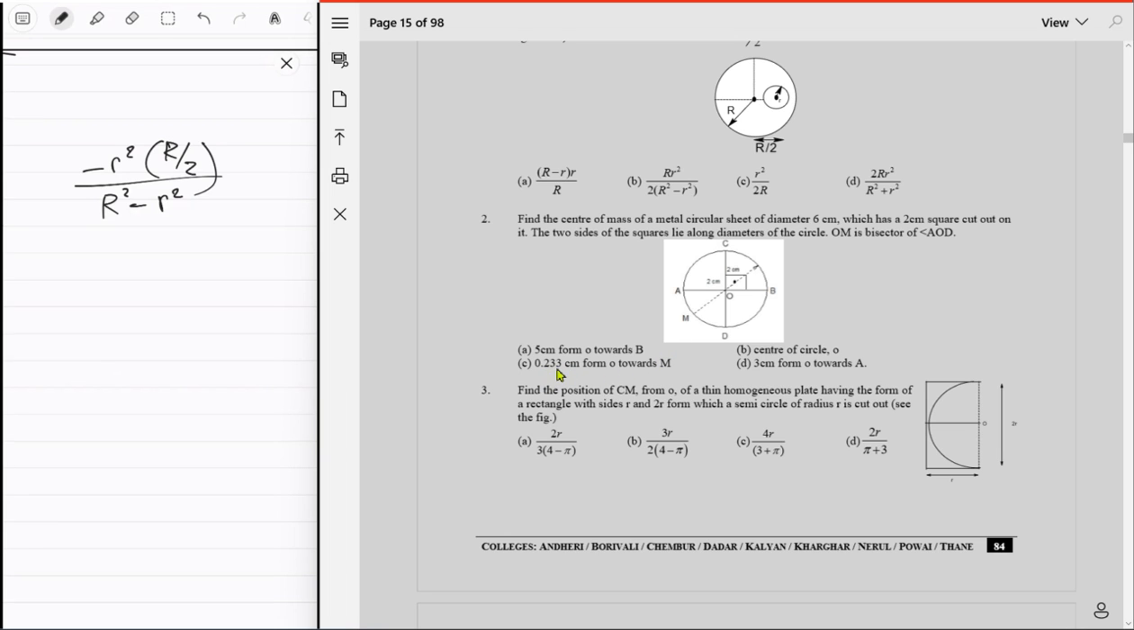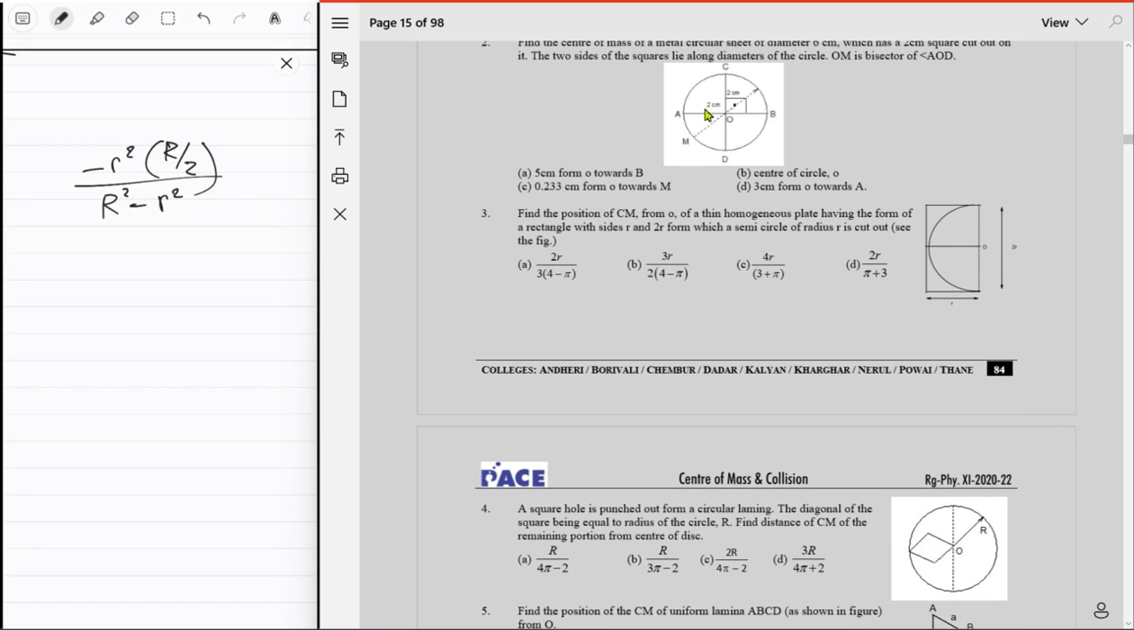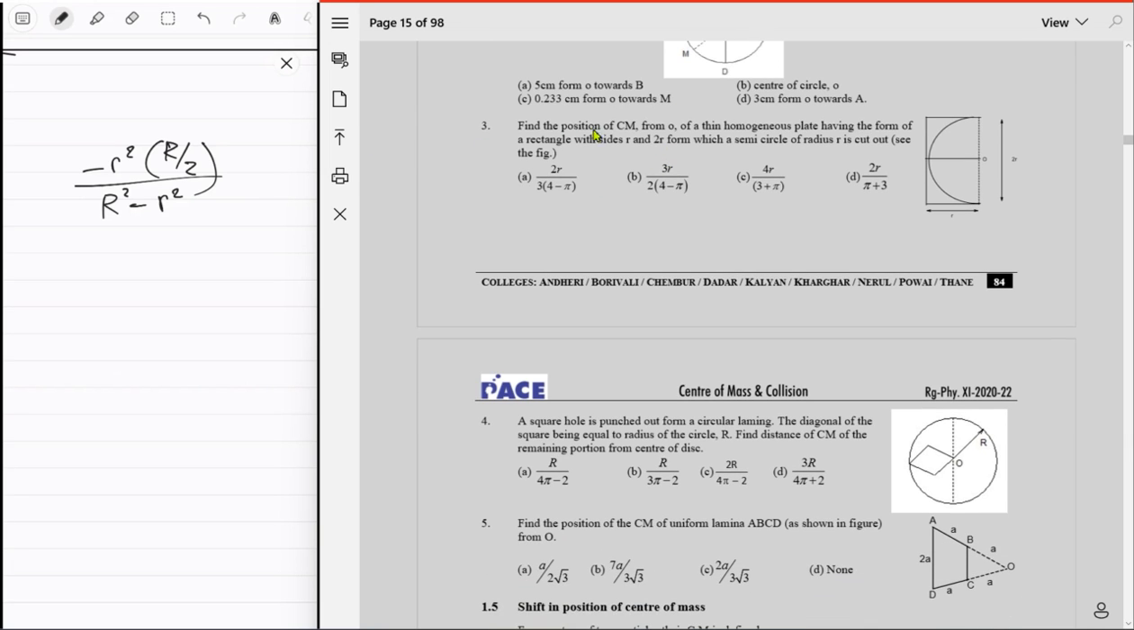Okay, yeah, that looks about right. 0.233 centimeters from O towards M, because you're going to have pi and stuff anyway, so that's better, right? Yeah. So towards M, that should be good. Next, the mass is proportional to pi r squared, so pi r squared minus this area. So you will have bad decimal values. So C looks correct. Won't even calculate it, you already know how to calculate this thing.